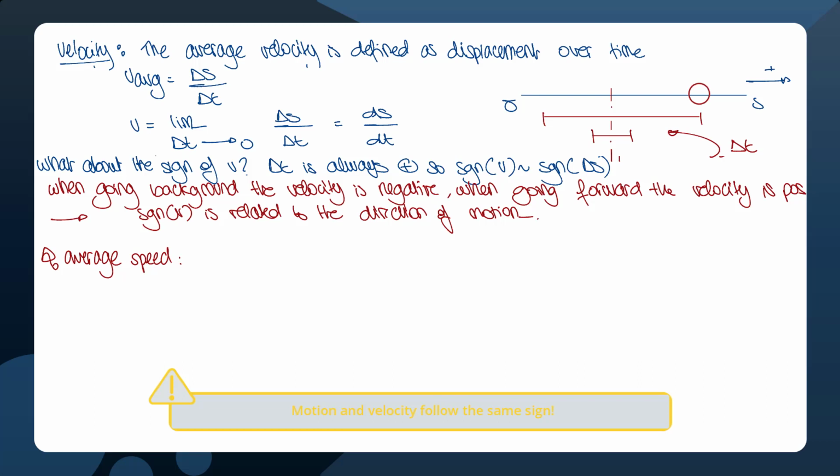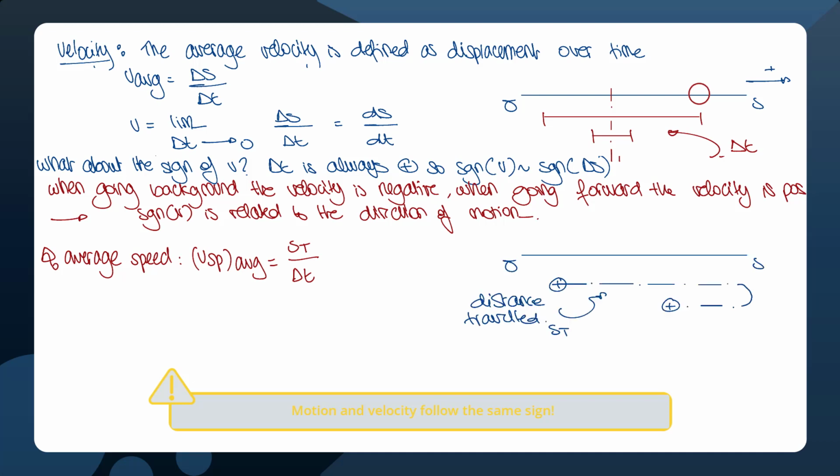The average speed is defined as the total path traveled, s_t, divided by delta t. And if you remember from what we've said before, the distance traveled is different from the displacement. One great example is the one we've shown before. The distance can be larger, but the displacement is only the difference between position 2 and position 1, regardless of the path that has been taken.